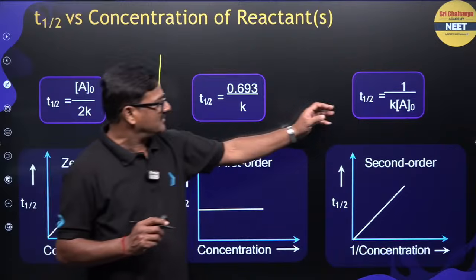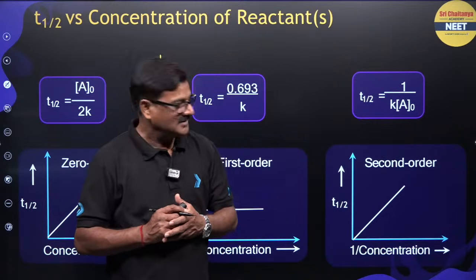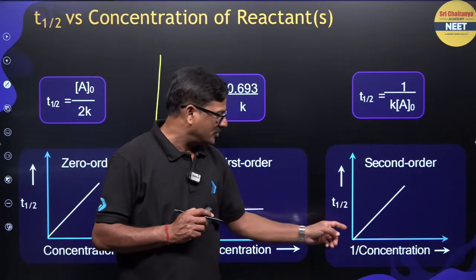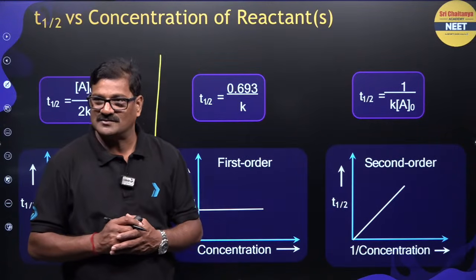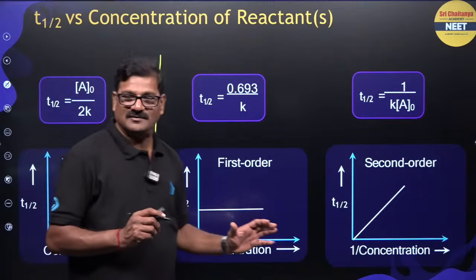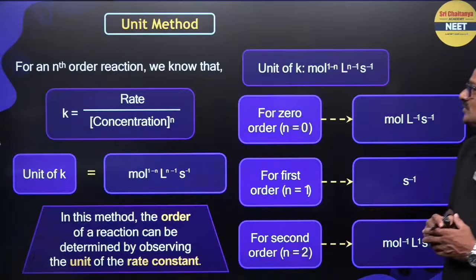And T half for the second order is equal to 1 by K A naught. So if you take T half and 1 by A naught, it is going to be a straight line passing through the origin for the second order reaction, right? And this is very important, very important. Clear?